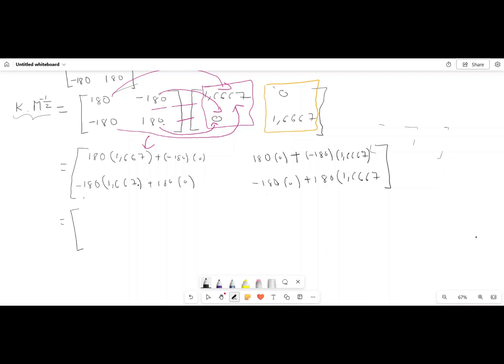We know already that the 180 will give 0. What is 180? I think the answer is the same here. What is 180 times 1,667? It should be the same answer throughout here.